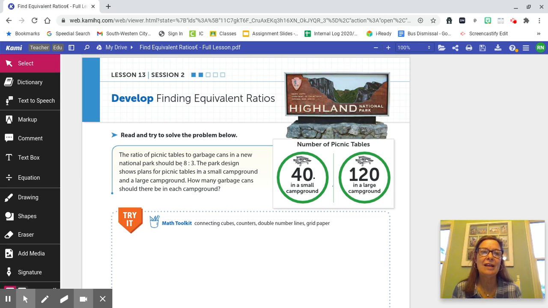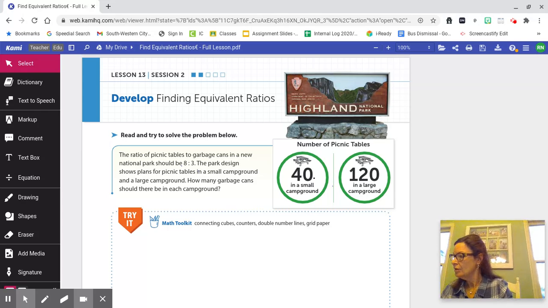We are on lesson 13, session 2, and that is on page 285. So make sure you have your book. We're on page 285, finding equivalent ratios. Yesterday we talked about ratios and equivalent ratios being equal groupings. So we're going to look a little further into this today.